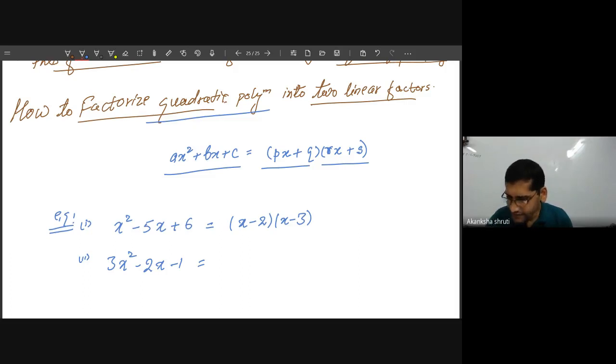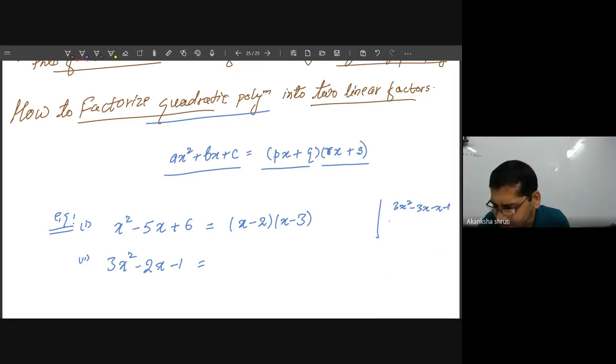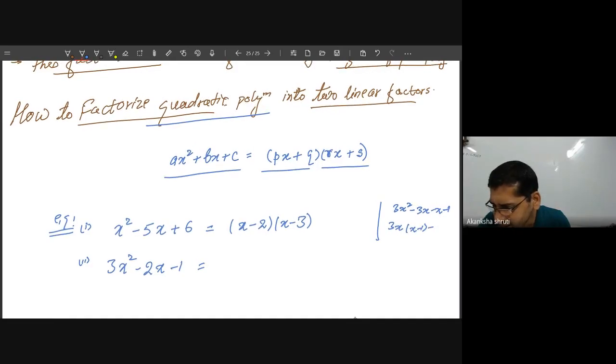How to factorize that, the method I will explain you later, but you just understand what it will come to if I'm doing a rough work on the side in front of you. I will write like this: 3x square minus 2x minus 1. I can write this as 3x square minus 3x plus x minus 1. So 3x can be taken out, it becomes x minus 1. And 1 will be taken out, it becomes x minus 1. Ultimately, it will turn into 3x plus 1 and x minus 1.